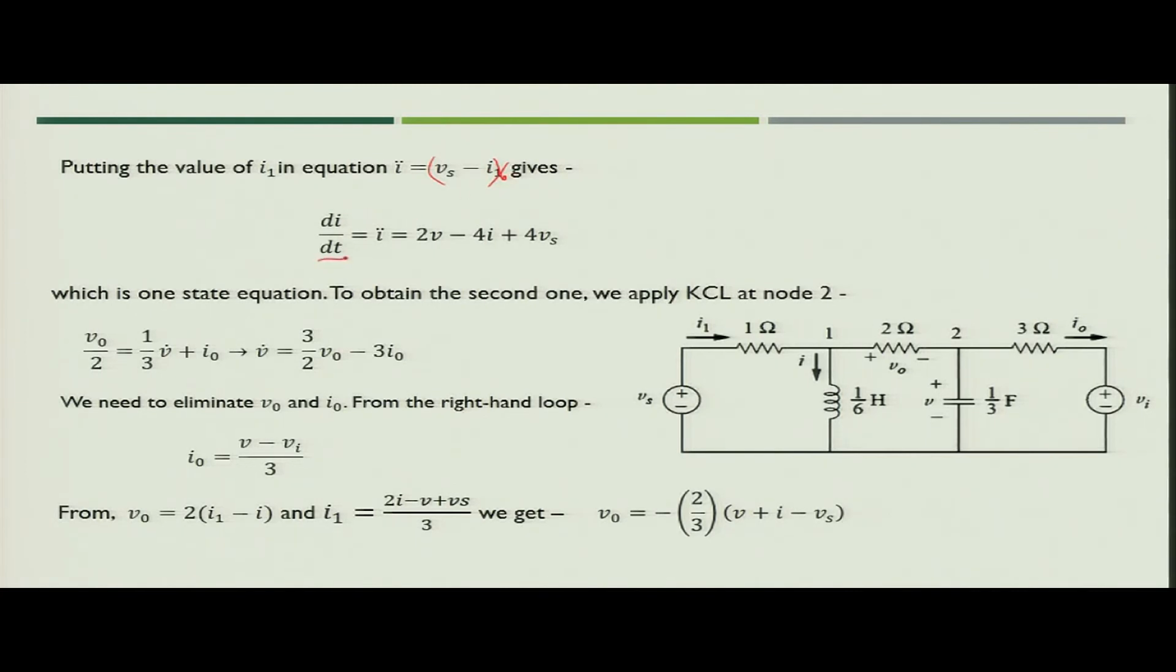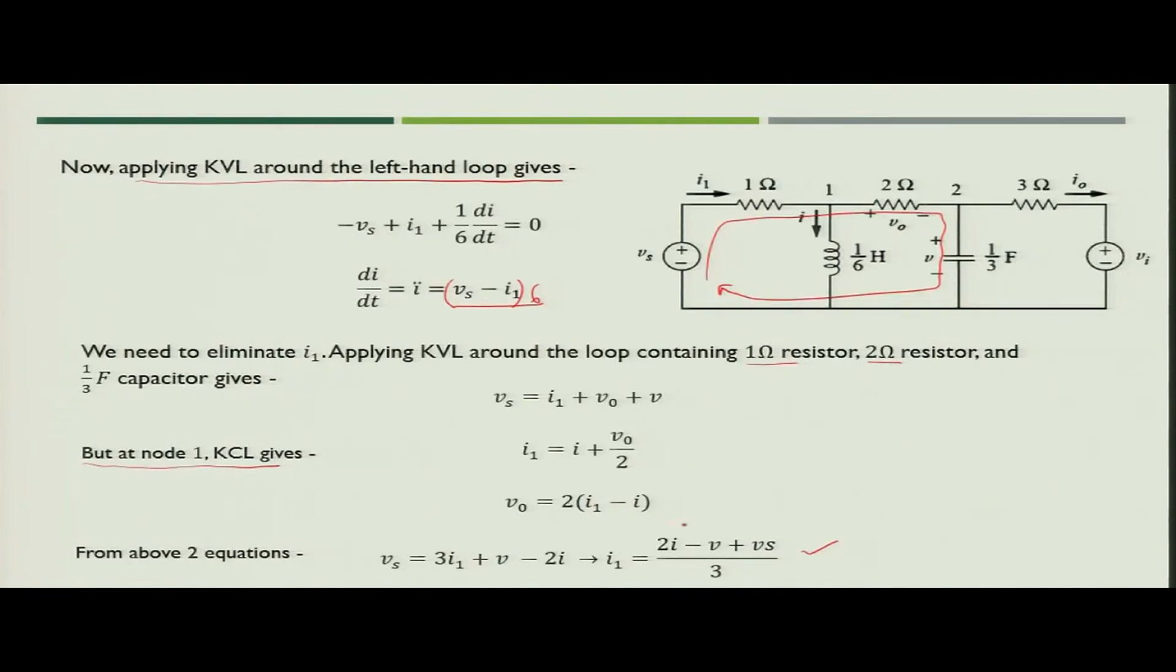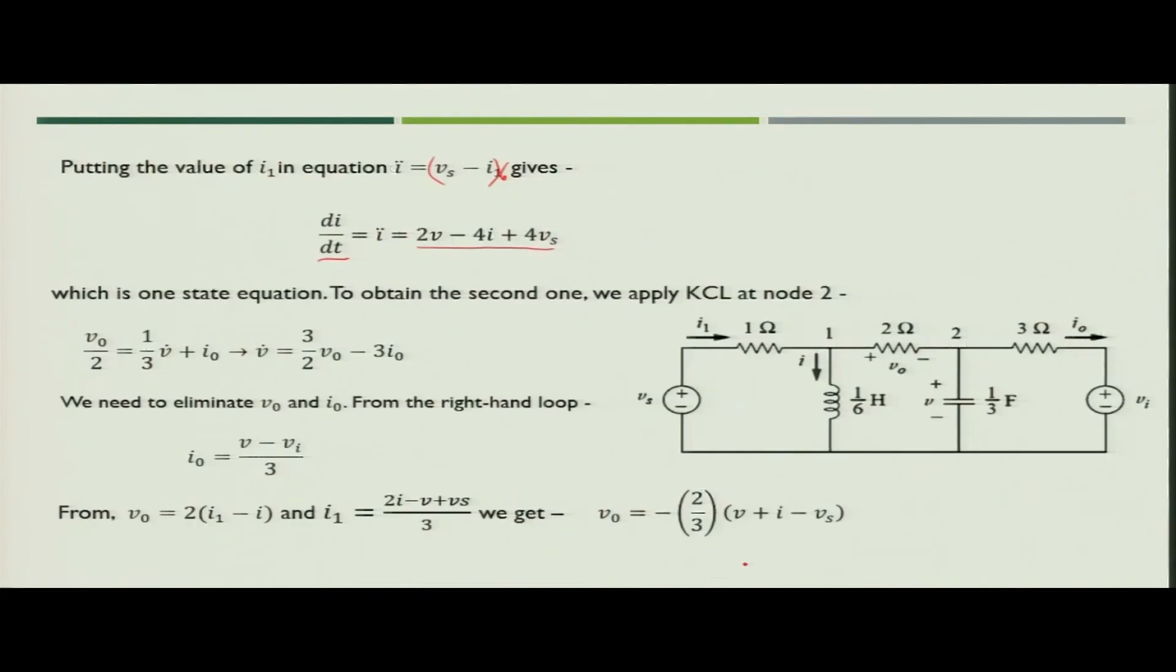So, when you simplify, dI by dt, that is I dot, equals 2 V minus 4 I plus 4 V s. You get this with the help of this. So, when you put this value here and simplify, you get 2 V minus 4 I plus 4 V s. So, now you have got one equation.